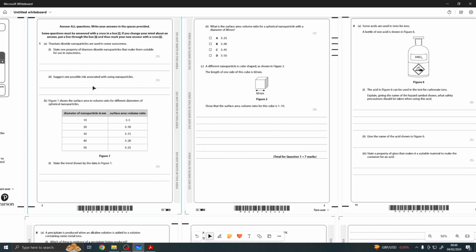Anyway, right, it says titanium dioxide nanoparticles are used in sunscreens. State one property of titanium dioxide that makes them suitable for sunscreens or sun cream. Well, it absorbs UV, doesn't it? Absorbs UV. Nice. One risk with nanoparticles. Well, they're quite new, okay? They're quite new. So the long-term effects, where's that L? Long-term effects not known.